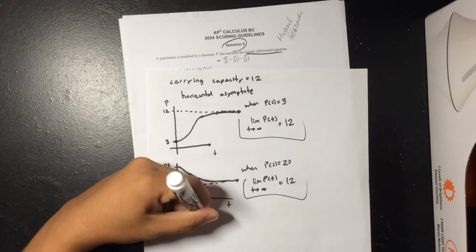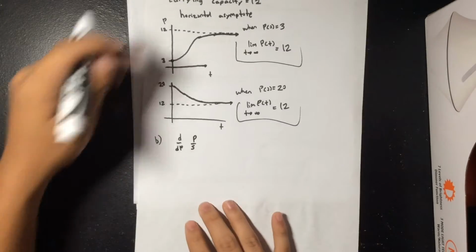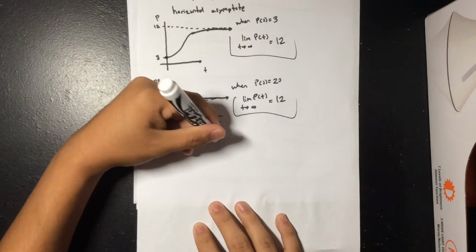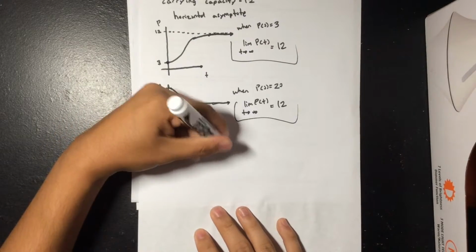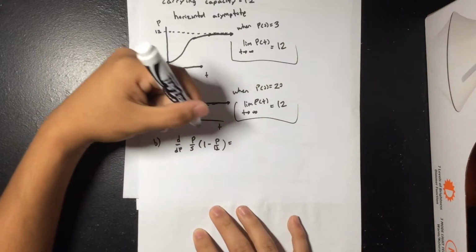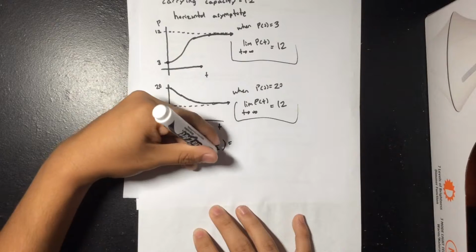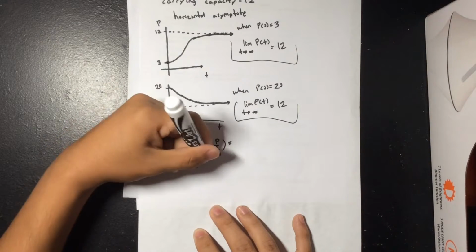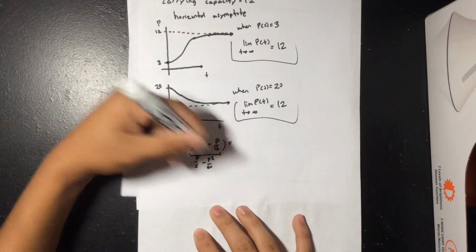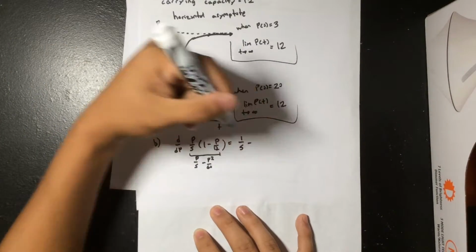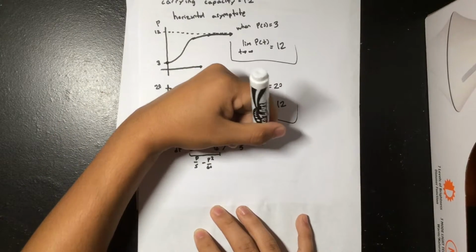So we could take the derivative of p over 5 times the quantity of 1 minus p over 12. And that gives us, well, I'm just going to distribute this real quick. This becomes p over 5 minus p squared over 60. So this just becomes 1/5 minus p over 30.